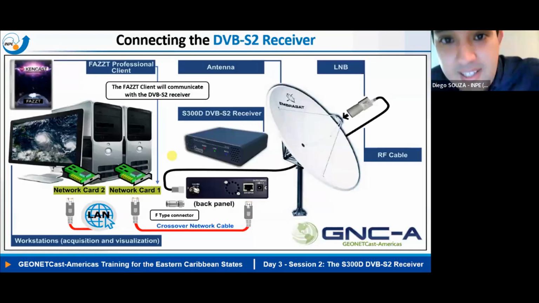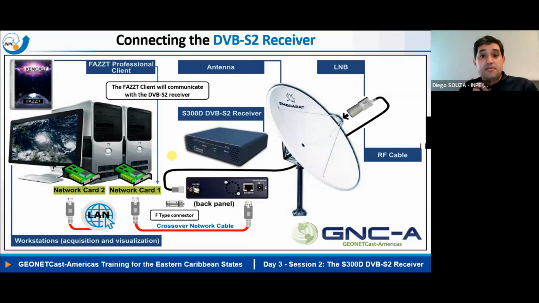Okay, now let's understand how we may connect to the receiver. This is how the receiver is connected to the data acquisition workstation. Your data acquisition workstation has two network cards, right? One here for the local network, and the other here to communicate with the receiver. And in the receiver's back panel, we have three connections, right? The power input here on the right, the Ethernet port near the power input, the satellite RF input on the left. So I have a receiver here.